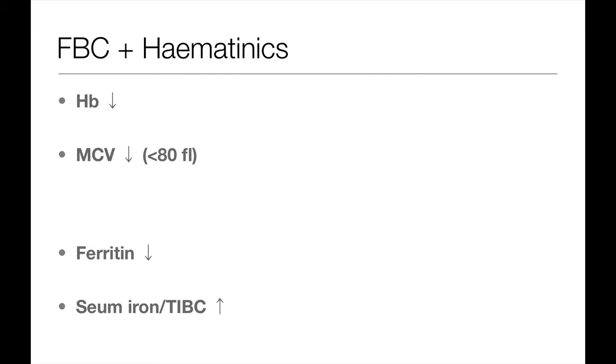Therefore, we can also look at the serum iron and the total iron binding capacity. And we'll often find that the serum iron is low and the total iron binding capacity is high. And this is a third-line test for iron deficiency anemia.